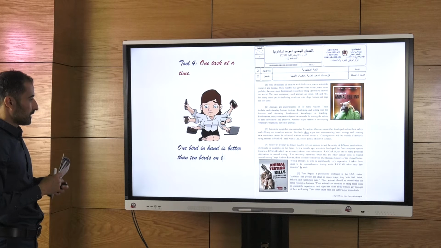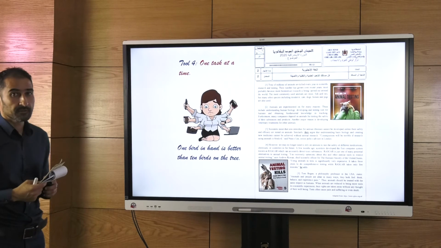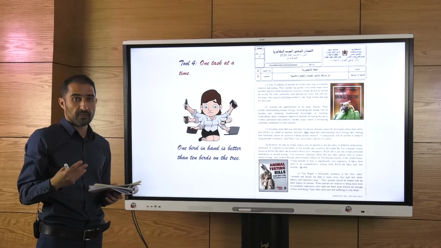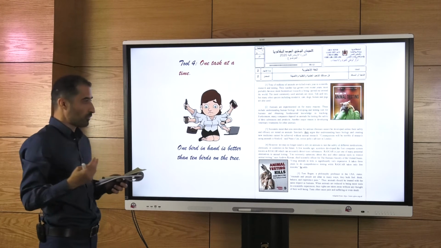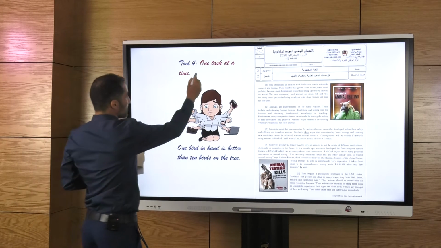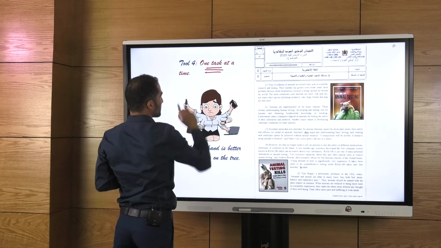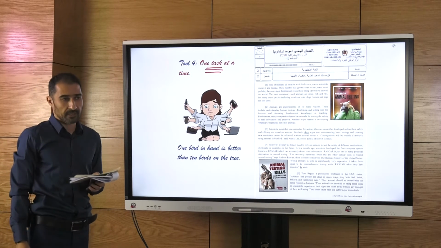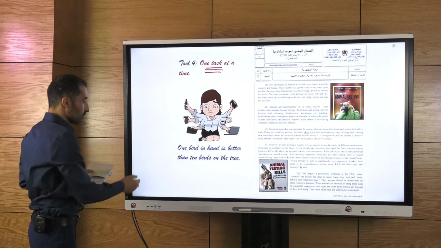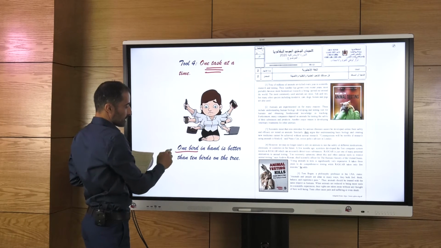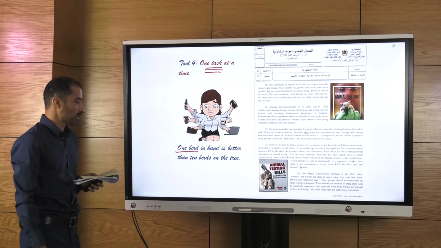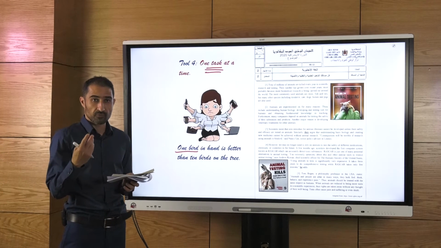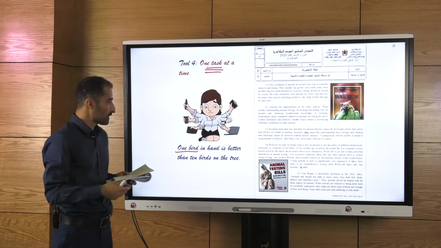As we have just seen, the exam is made up of 3 components. We have comprehension, we have language, and we have writing. So what you should do is put the focus on one task at a time. You are not supposed to do all the tasks at once. As the proverb says, one bird in hand is better than 10 birds on the tree. So you focus on one task, you fulfill it, and you move to the next one.